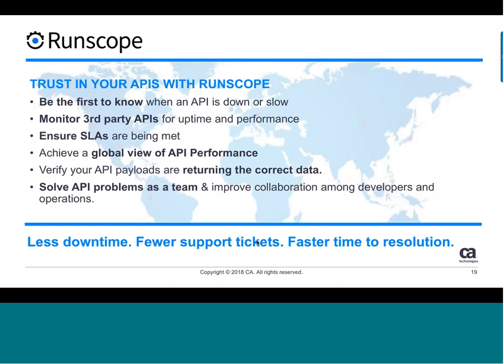Again, just as a summary, we've talked about and run through the key aspects of being able to make sure the APIs are available, ensuring SLAs, making sure that they're performing adequately, and also validating the data, making sure you have data integrity with the responses of the APIs.